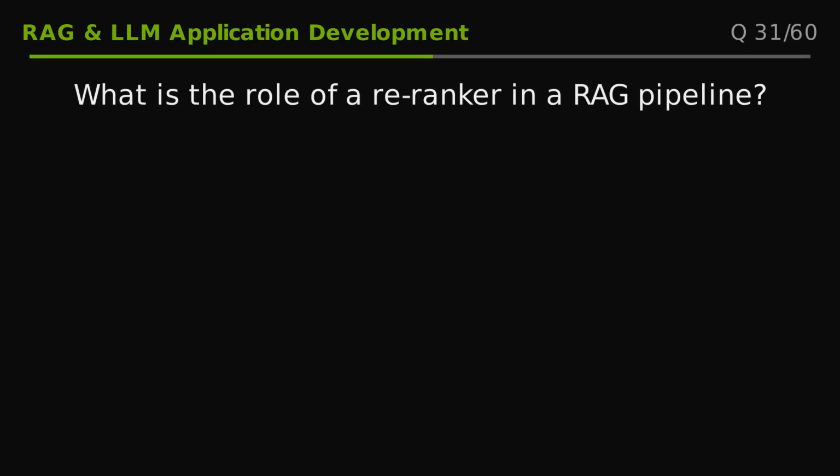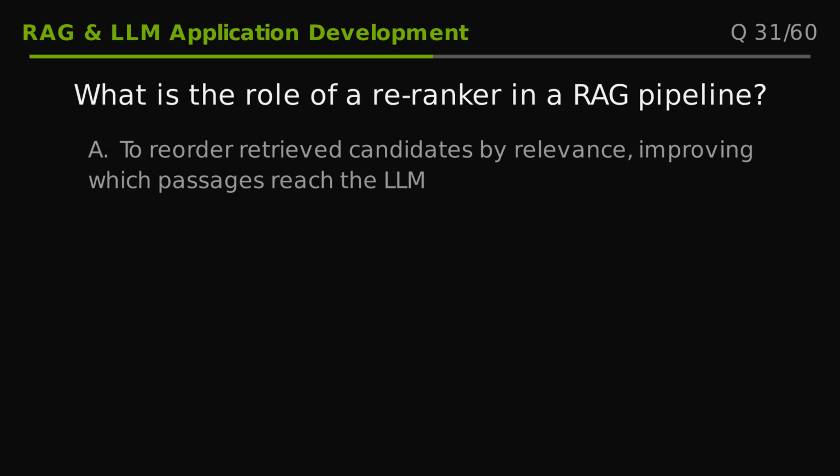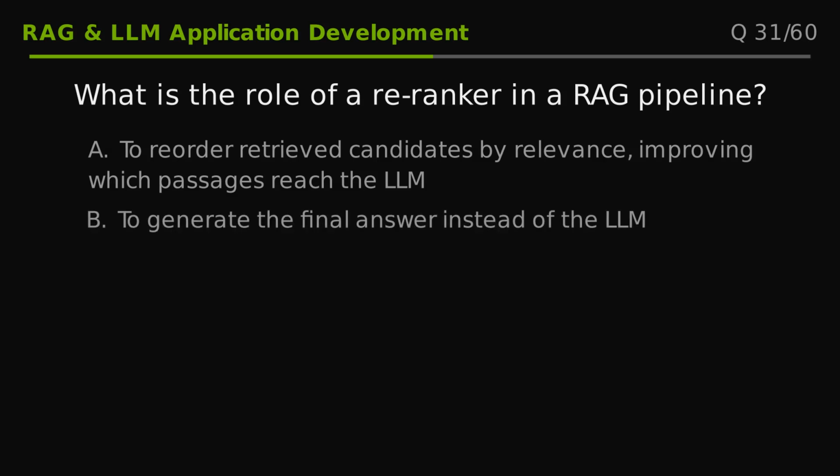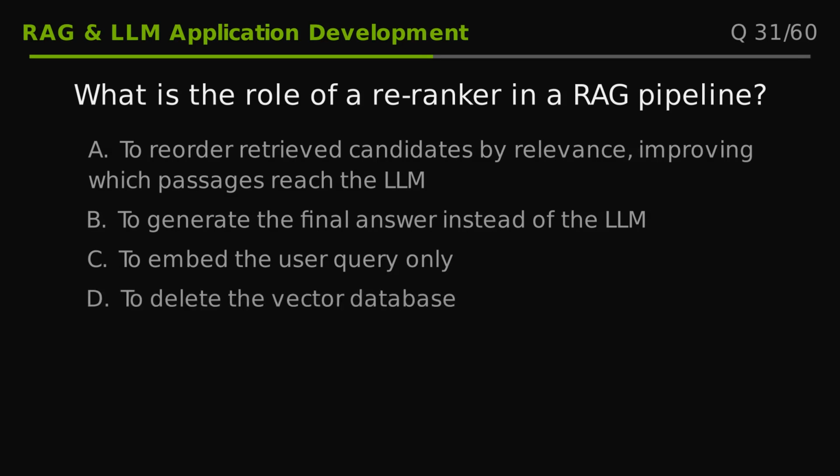Question 31. What is the role of a re-ranker in a RAG pipeline? Option A. To reorder retrieved candidates by relevance, improving which passages reach the LLM. Option B. To generate the final answer instead of the LLM. Option C. To encrypt the user query only. Option D. To delete the vector database.